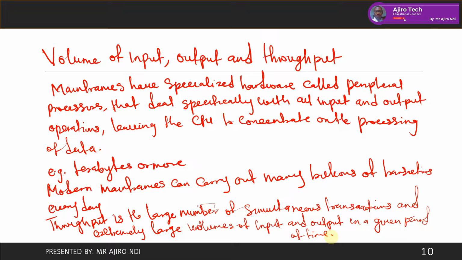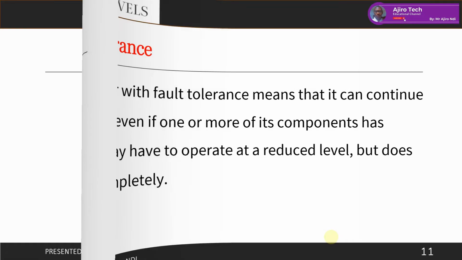Okay, so a supercomputer is designed for maximum processing power and speed, whereas throughput is distinct to mainframes. So please don't get this confused. When we talk about throughput, we're just talking about mainframe computers alone. So this is very, very important.